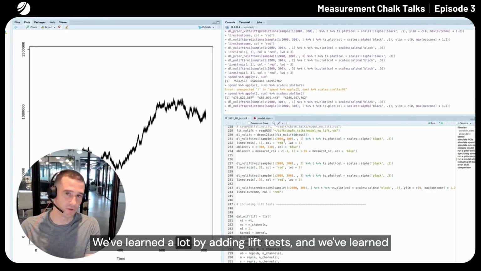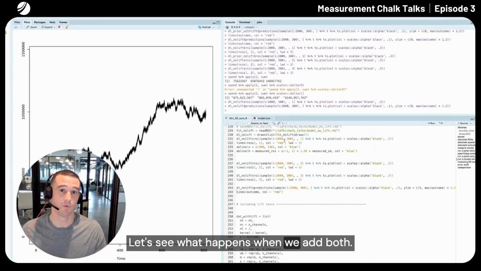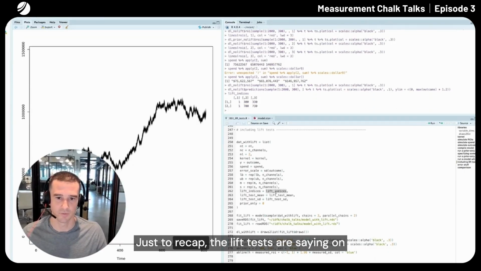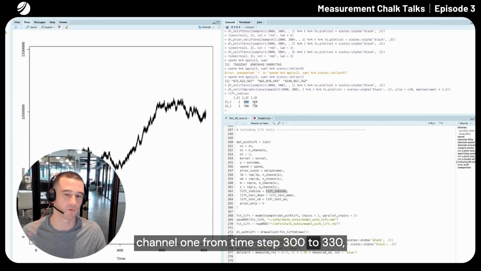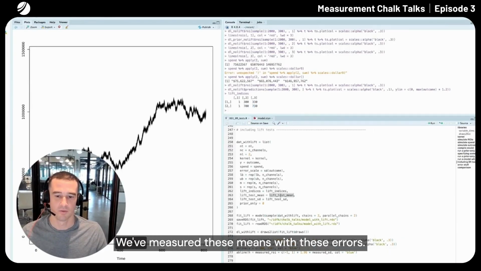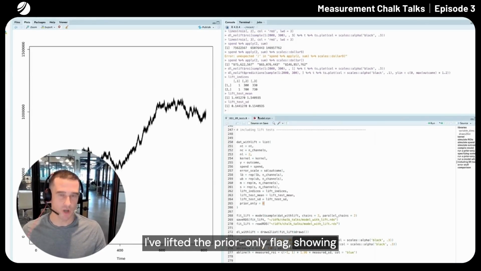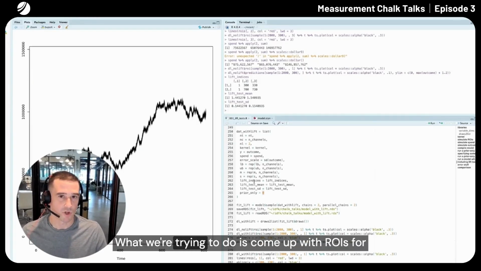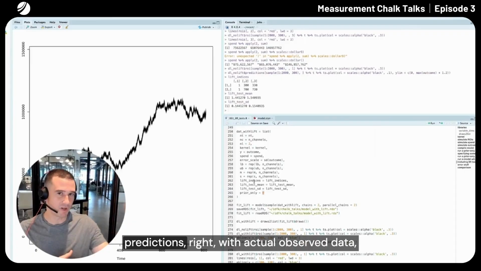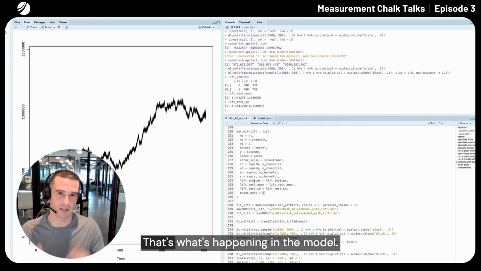Right. We've learned a lot by adding lift tests, and we've learned a lot by adding the prediction errors to the model. Let's see what happens when we add both. So this model, we're including the two lift tests. Just to recap, the lift tests are saying on channel 1 from time step 300 to 330, channel 1 time step 700 to 730, right? We've measured these means with these errors. I've lifted the prior only flags, showing the model the prediction error. What we're trying to do is come up with ROIs for the channel that are both compatible with the predictions, right, with actual observed data, but then are also compatible with the lift tests. That's what's happening in the model.